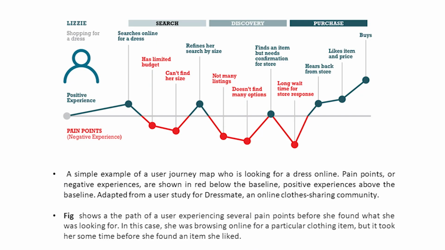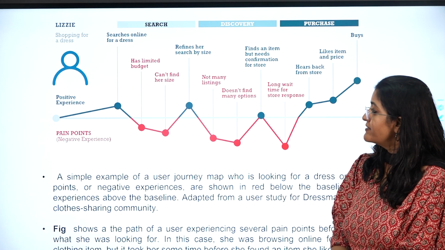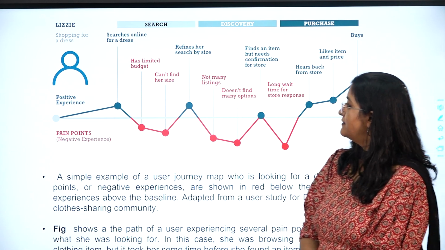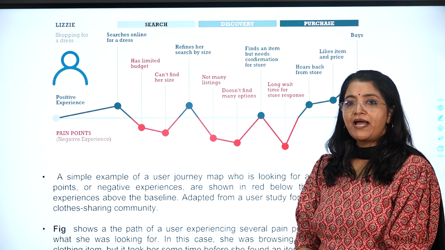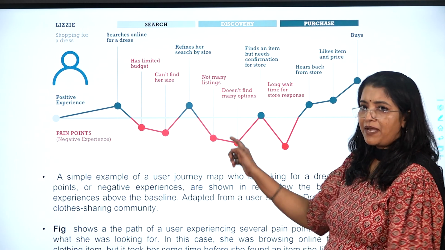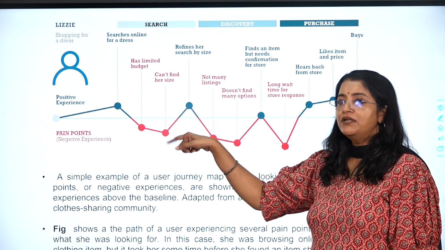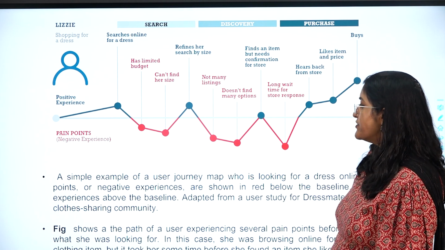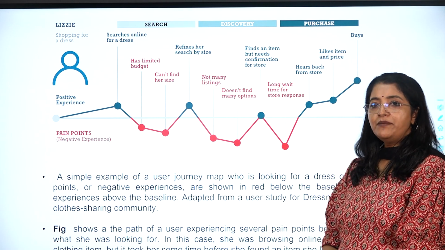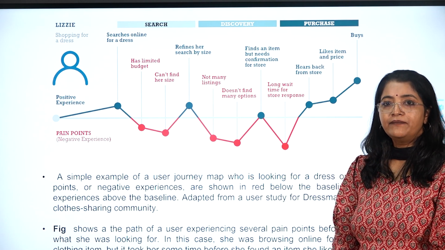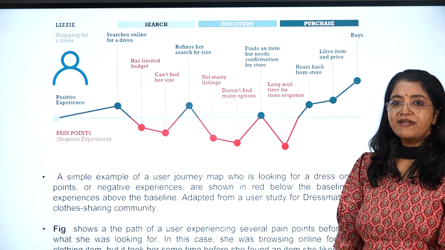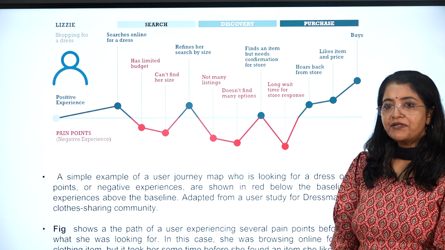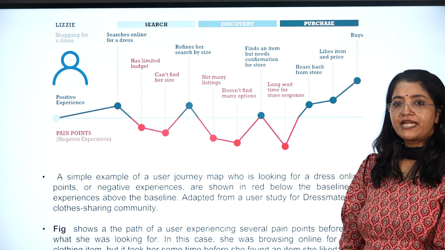Now, we'll see a typical example of a customer journey map. The positive experience is in green, or rather the grey color given in the picture, and the pain points are mapped in a negative way. So it is a mapping technique. Instead of sticky notes, you are using the mapping technique. Here is a simple example of a user journey map of a user looking for a dress online, where the pain points or negative experiences are shown in red below the baseline and positive experiences above the baseline. This is adapted from a user study for Dressmate, an online clothes sharing community.